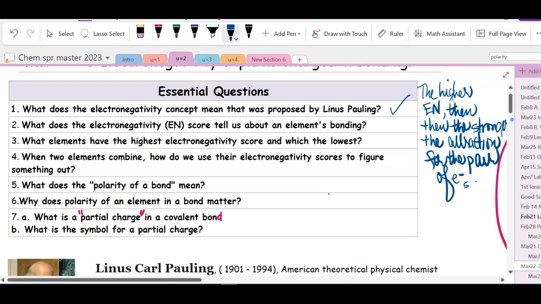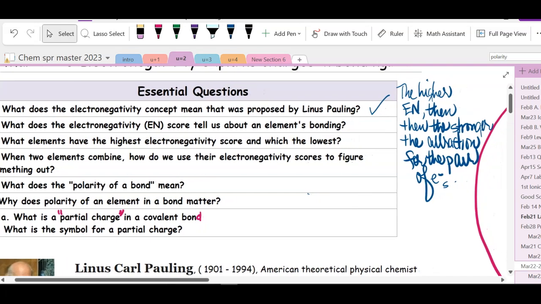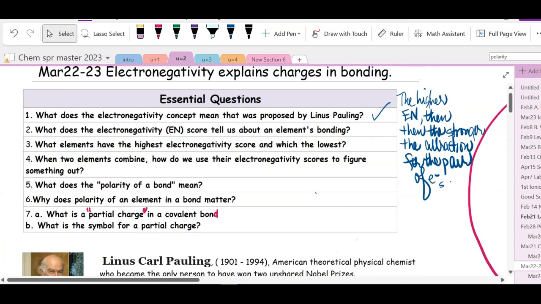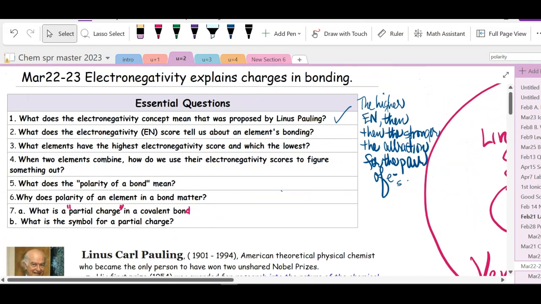What does the electronegativity score tell us about an element's bonding? Well, it's related to that definition. So bonding occurs when there's a strong attraction between two elements, right? And that's what we've seen when we did the Lewis dots. We saw that they came together, and that's exactly what bonding is for and does. So that's why the electronegativity score tells us so much.